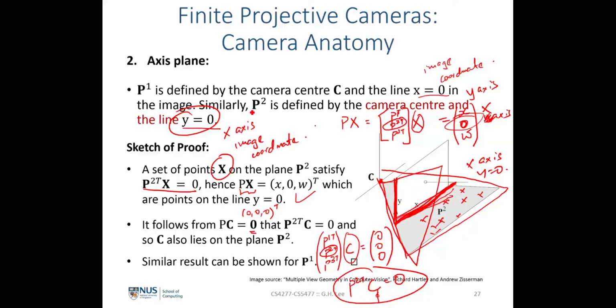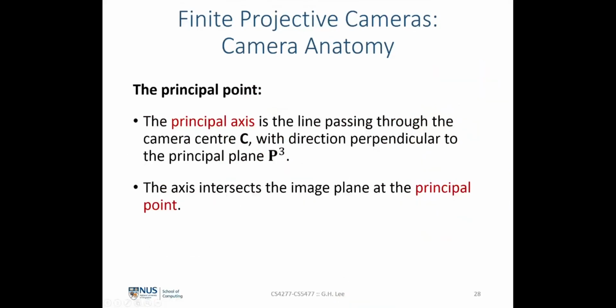This proves our definition over here that P2, which is the second row of the camera projection matrix, is the axis plane that contains the line of the x-axis as well as the camera center. Now, the last thing that we can get from a camera projection matrix is the principal point. This principal point is what we have defined earlier on to be the point of intersection of the principal axis and the image plane. So this is the principal point over here.